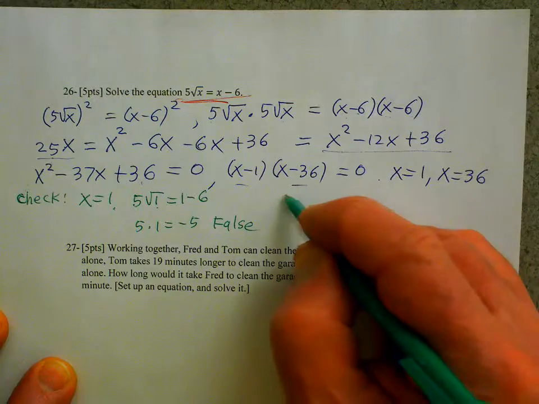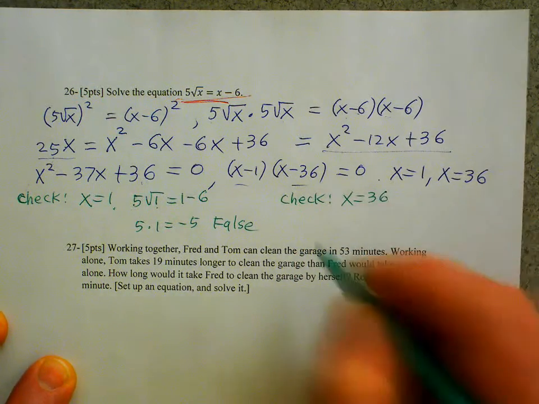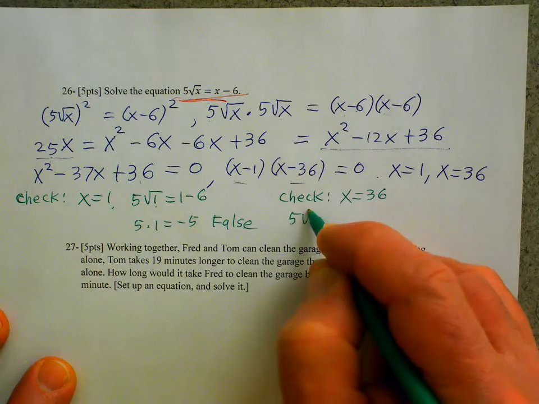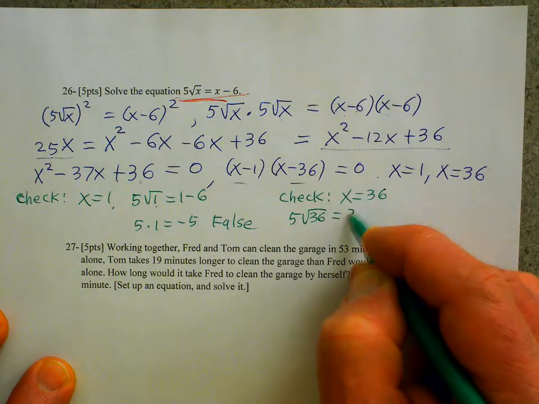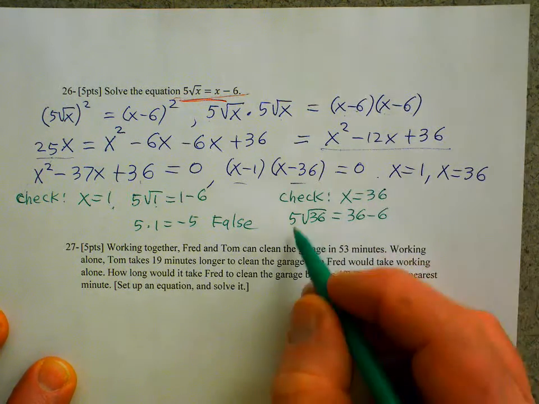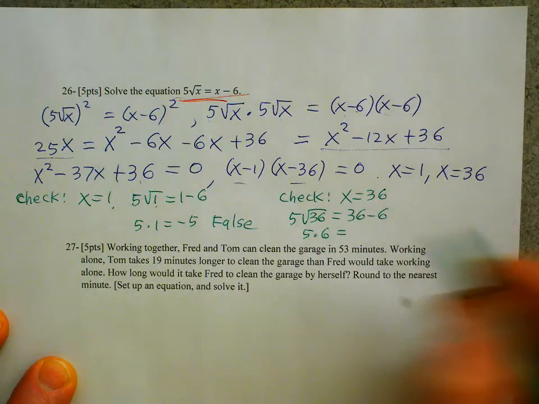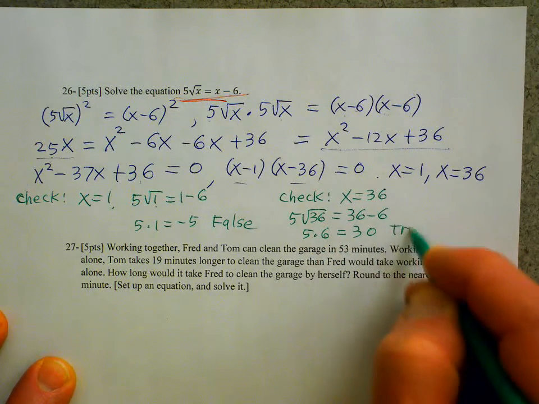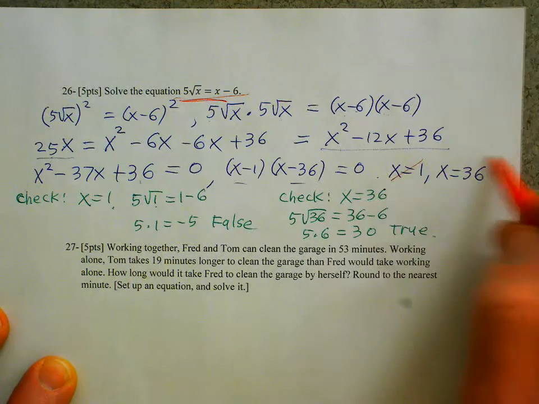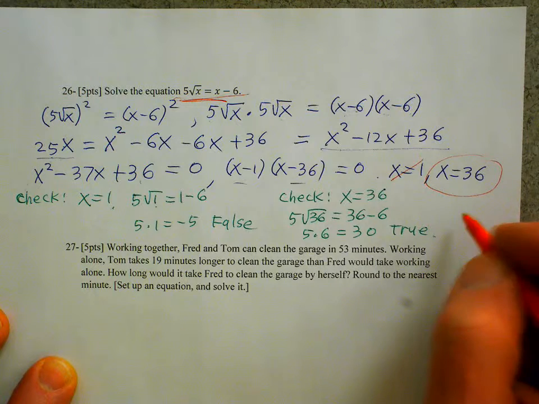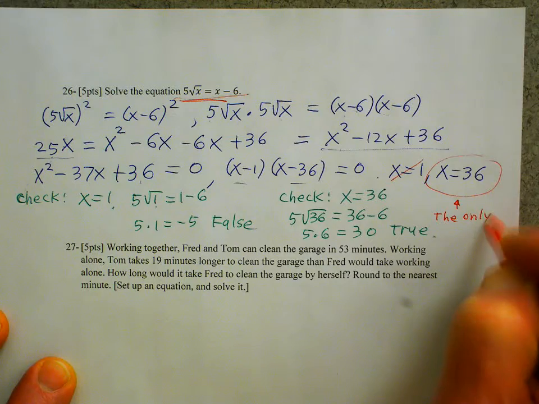When we check x equals positive 36, 5 times the square root of 36 equals 36 minus 6. The square root of 36 is 6, so 5 times 6 equals 30. This is true. Okay, so x equals 36 is the only solution.